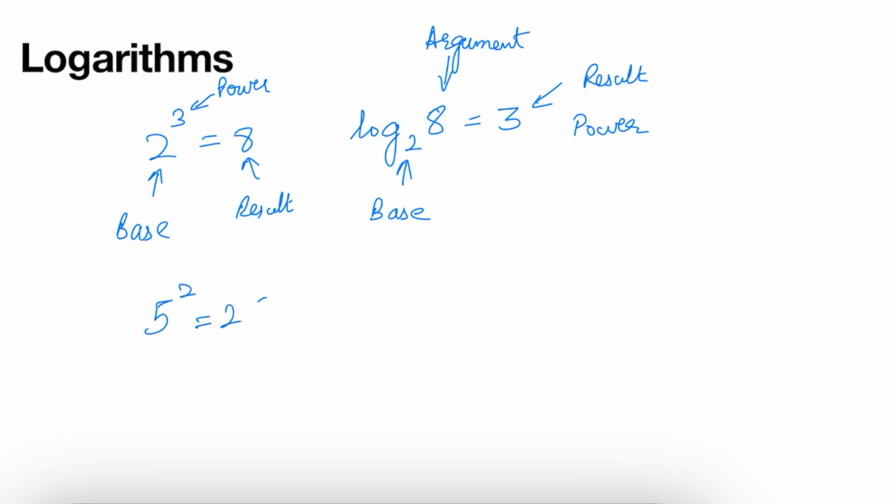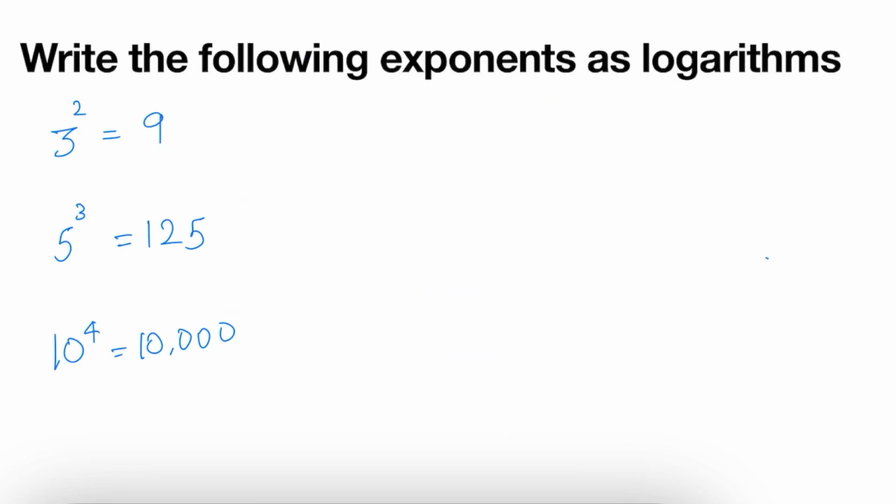5 square is equal to 25. So this we can write as log 25 to the base 5 is equal to 2. This means that 5 raised to the power 2 is equal to 25. 5 square is equal to 25. That's all. Very simple. Okay. So let's figure out how to write exponents in the form of logarithms.